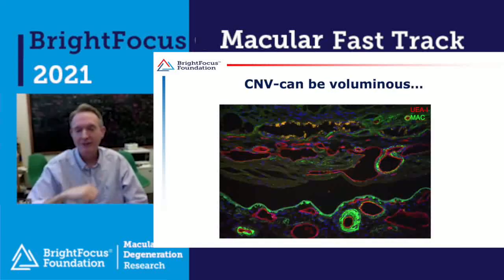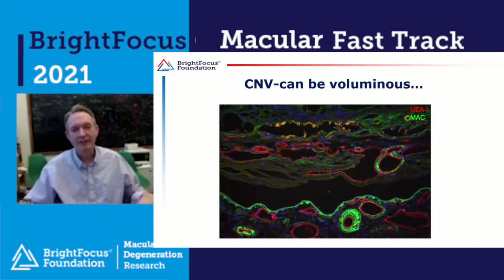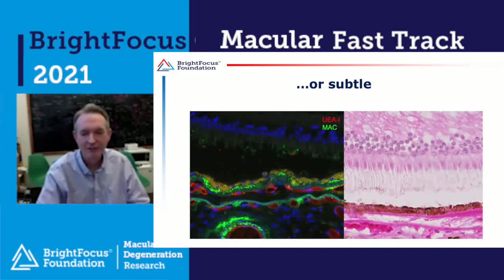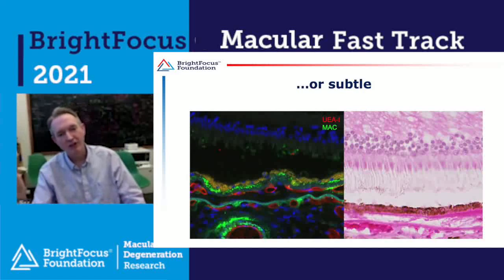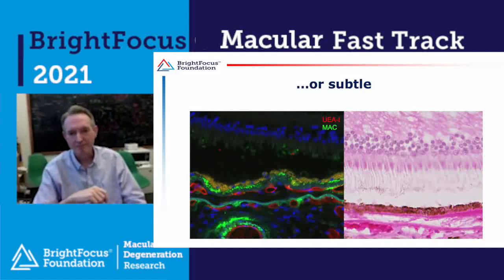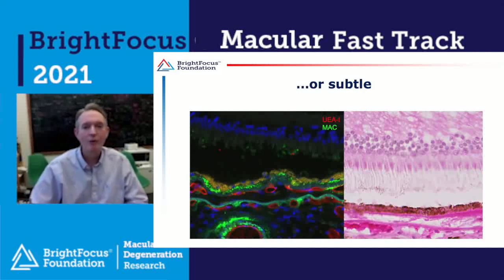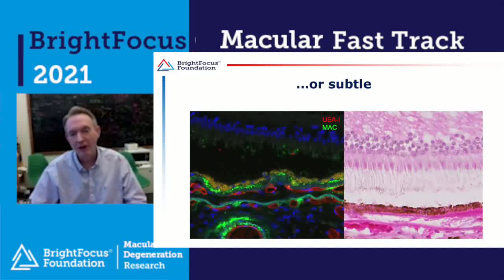These neovascular membranes can be huge. This one's at least 0.5 millimeter tall, or they can be really subtle. And if you look at an H&E section like this, it may not be that obvious that there's a neovascular membrane here. There's this very small, shallow type 1 CNV in the eye. And you look at the photoreceptors, they look pretty okay, so it's not always associated with vision loss or photoreceptor death.